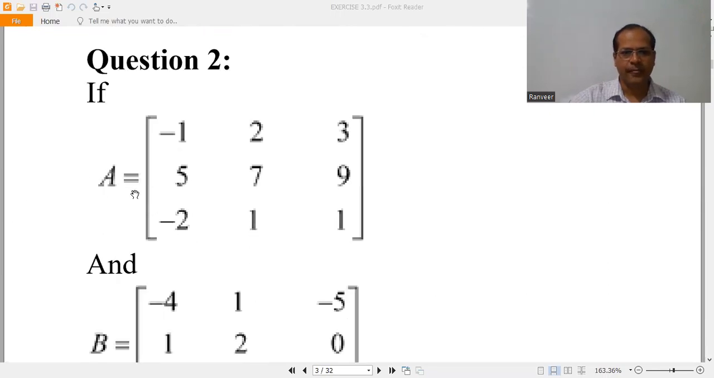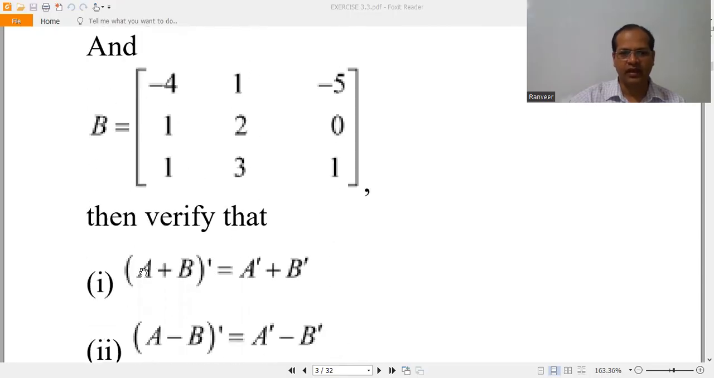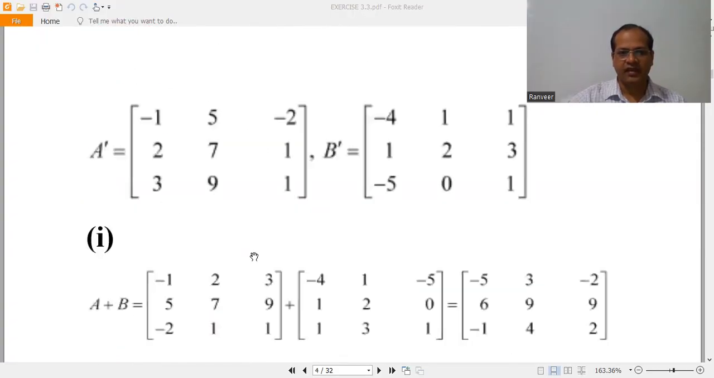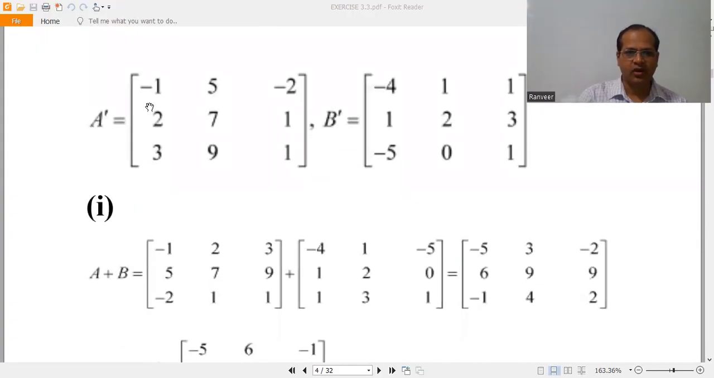Question number 2. A equal to this value, B equal to this given value. We have to verify that (A plus B) transpose equals A transpose plus B transpose. First of all, we know how to add two matrices. After that, we have to check A transpose plus B transpose. First, A is given, we have to find A transpose and B transpose. After that, we add both, A plus B.